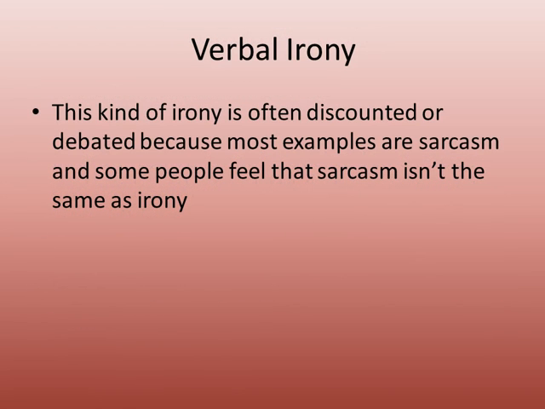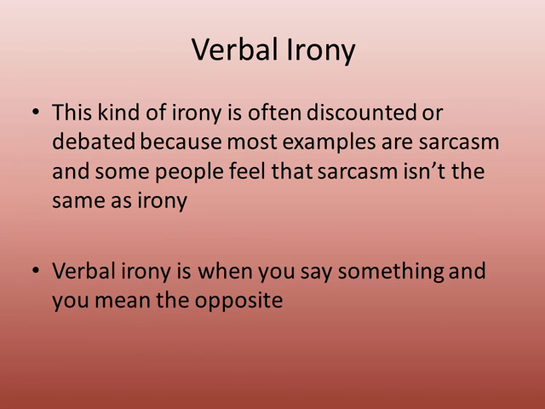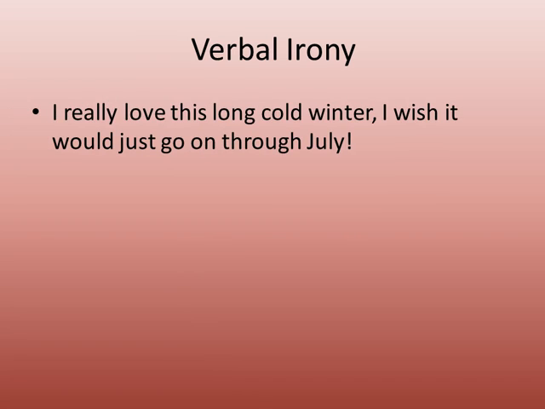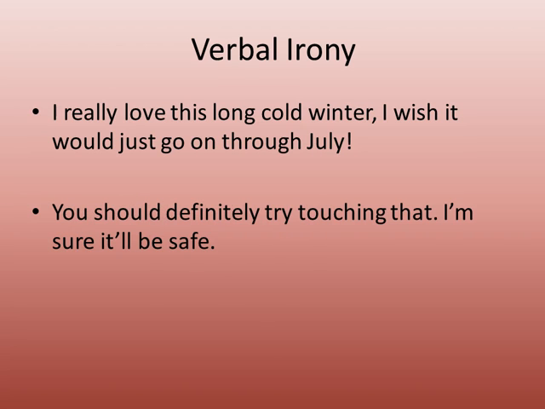The third type of irony that we're going to talk about is, like I said earlier, a little bit controversial. Some people don't like to call this irony because mainly it's sarcasm. It's a kind of irony that is when you say something that you don't really mean. And some people will argue that sarcasm is not the same as irony, and that's fine. We're not going to get into that debate. I'm just going to explain what it is and show some examples. So verbal irony is when you say something and you mean the opposite. We see this most in sarcasm when you say something like, I really love this long cold winter. I wish it would just go on through July. If you really don't mean that, then that would be an example of verbal irony.